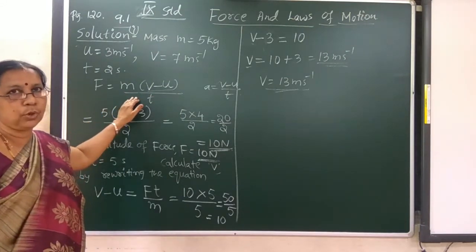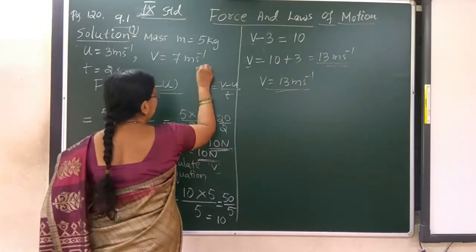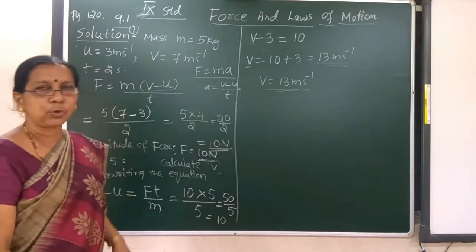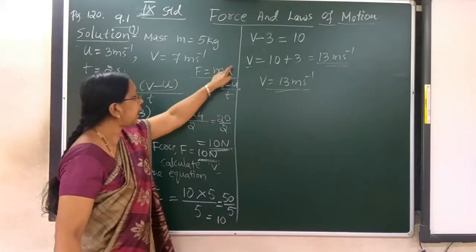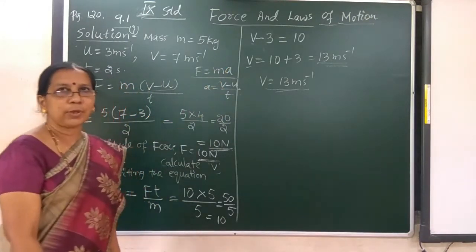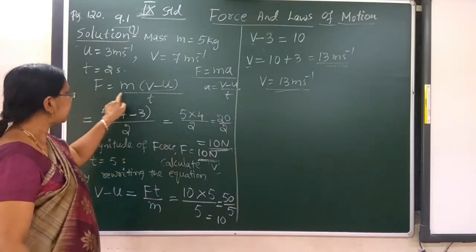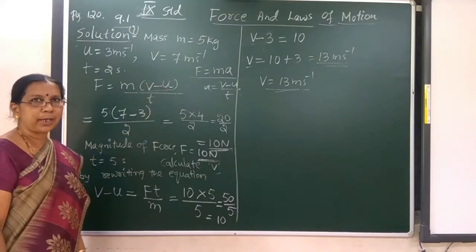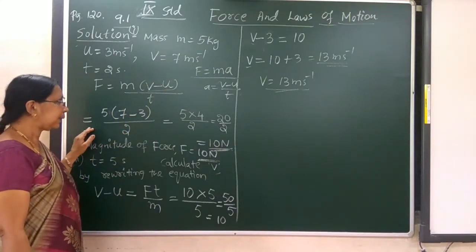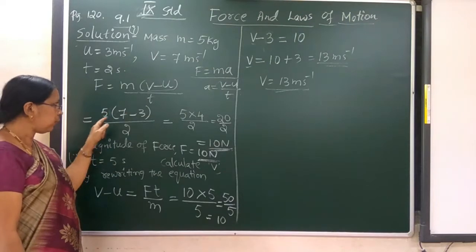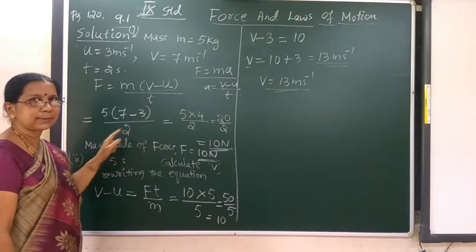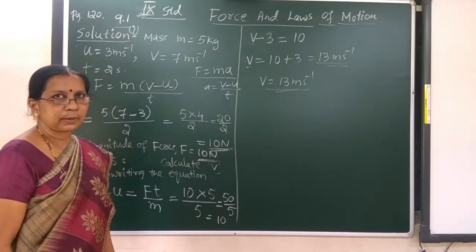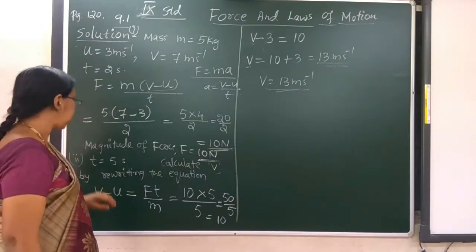F is equal to M into A. What is the formula you have learned? Force F is equal to M into A. What is A? A is nothing but V minus U by T. Let us write the formula as F is equal to M into V minus U by T. Now M is 5. 5 into 7 minus 3 by 2. That is 10 Newton force. So the force applied is 10 Newton.